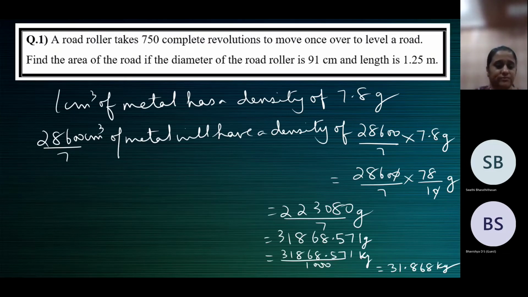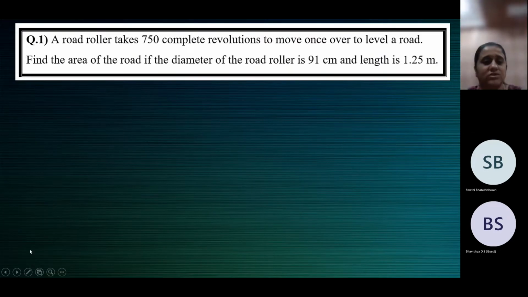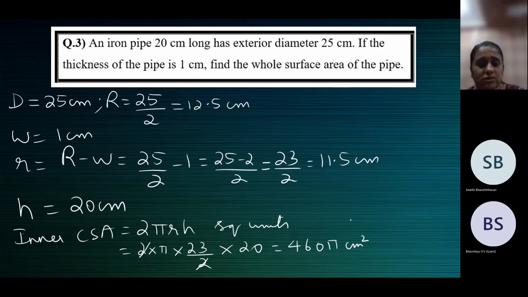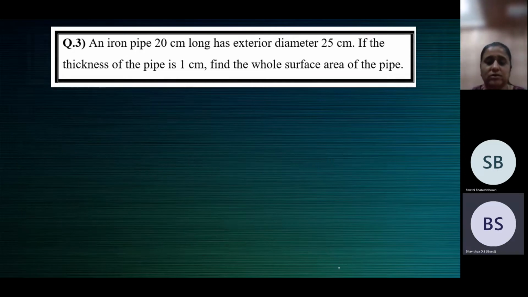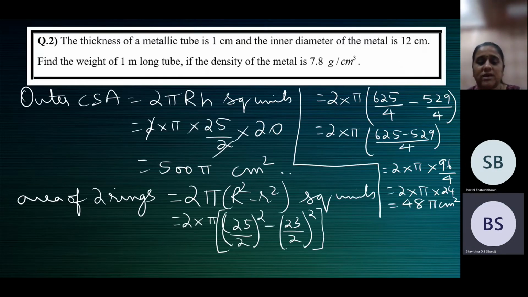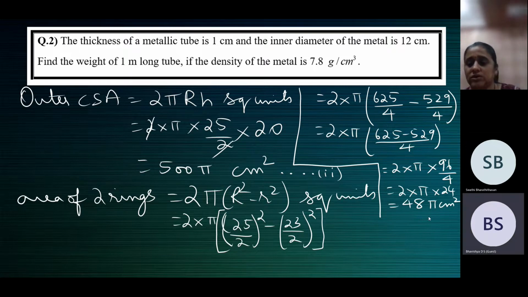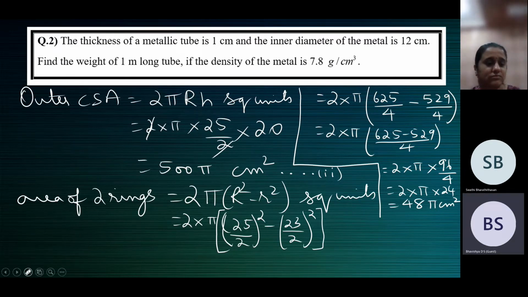Now, the TSA. So you can call this 1, 2, and 3. You can call this answer 1. Ma'am, I have found TSA, ma'am. Yeah, you can call this answer 2, and this 48 pi, this answer 3.